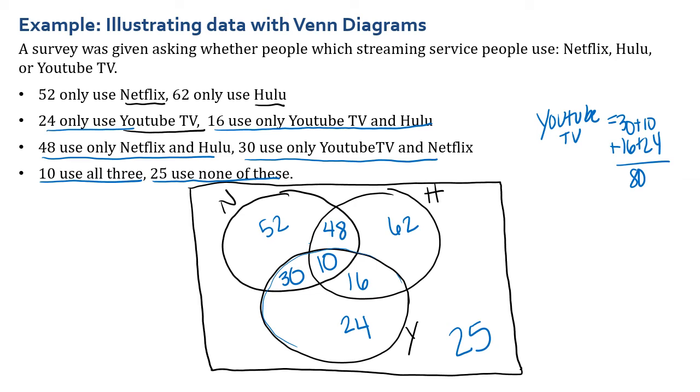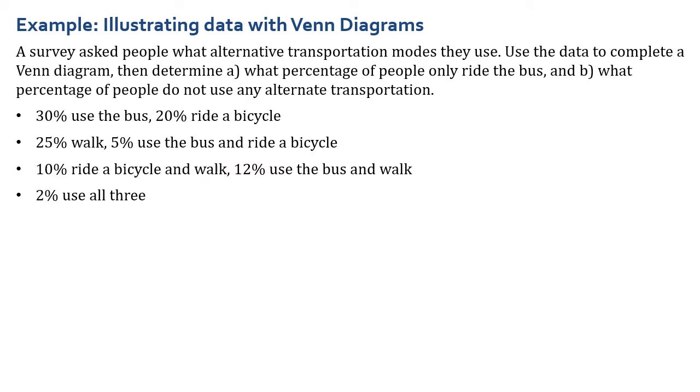So by organizing all of this data, it just gives us such a better way to be able to extrapolate things from it. Let's do one more example where we're dealing with data. Okay, let's look at another example. A survey asked people what alternative transportation modes they use. Use the data to complete a Venn diagram, then determine A, what percentage of people only ride the bus, and B, what percentage of people do not use any alternative transportation.